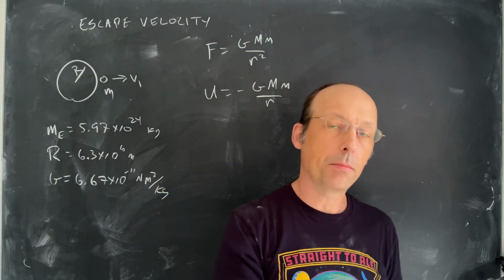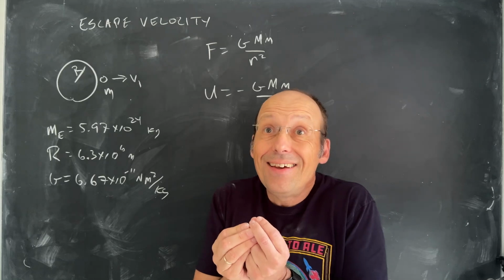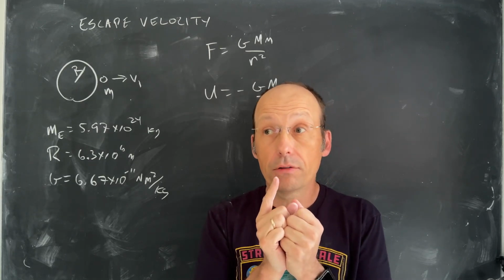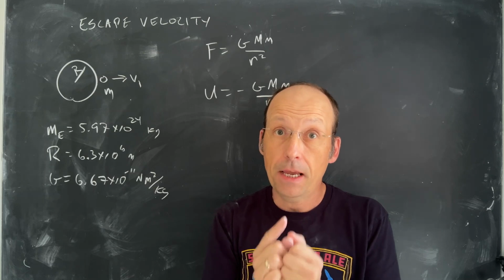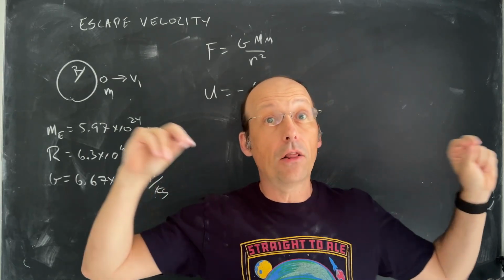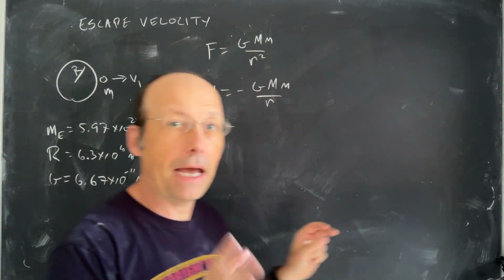I'm a huge fan of OpenStax's College Physics textbook because it's online, but it doesn't cover everything I want to cover, and it did not cover the real gravitational potential energy. And if we use real gravitational potential energy, we can look at something really fun called escape velocity. So let's imagine this situation.